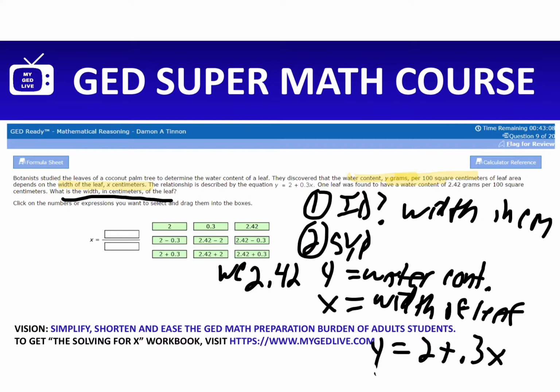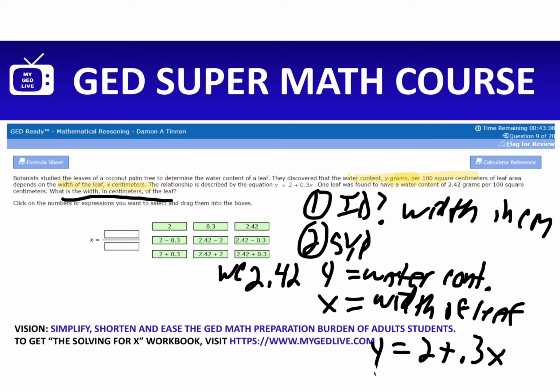And we already know that the width of the leaf is x, this one right here. Right, so we've identified the question that we're looking for the width. We've pulled information out of the problem, which we know that y is equal to the water content and x is equal to the width of the leaf. And then this third piece tells us the relationship, y, water content, is equal to 2 plus 0.3 times the width of the leaf. Okay, and then the fourth piece of information here is telling us what the water content is. So now all we have to do is set up this equation.